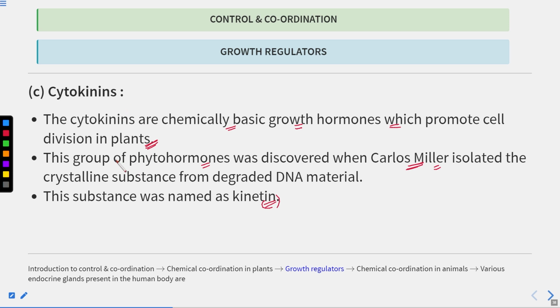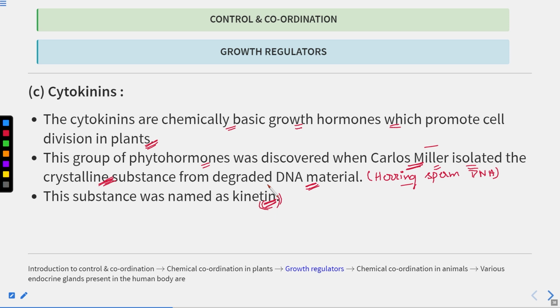The cytokinin hormone was discovered when Carlos Miller isolated a crystalline substance from degraded DNA material. This first cytokinin was discovered from herring sperm DNA. Miller was the person who isolated the crystalline substance from this herring sperm DNA, and this crystalline substance was named kinetin. Clear? So this is how cytokinins were discovered. We have seen the discovery of three hormones: auxins, gibberellins, as well as cytokinins.